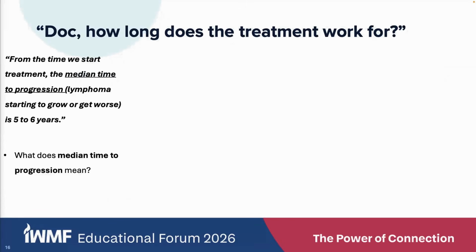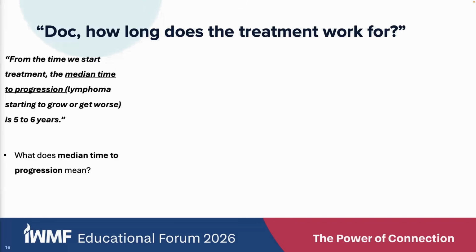Okay, another very common question is, we give treatment, or even before we give treatment, the patient will ask, well, how long is the treatment going to work for? Unfortunately, there's no way for anyone to tell you for how long the treatment is going to work. Like, I can't tell a patient your lymphoma is going to start getting worse in June of 2032. Wish we could, but we can't. But we can talk about something called the median time to progression. So let me tell you what that means.